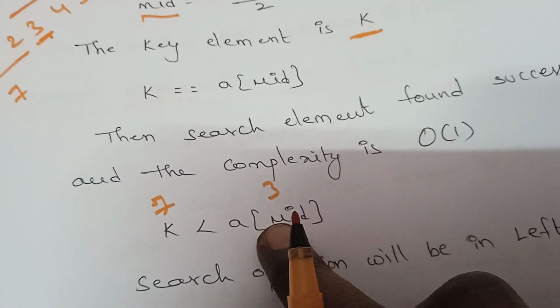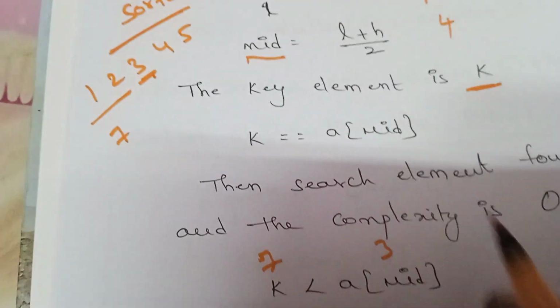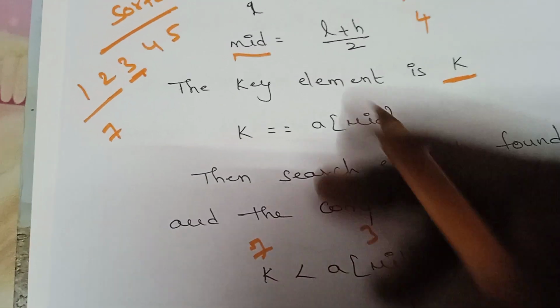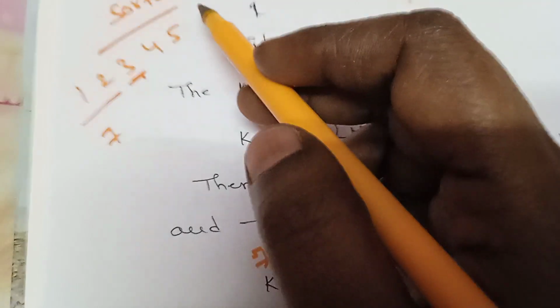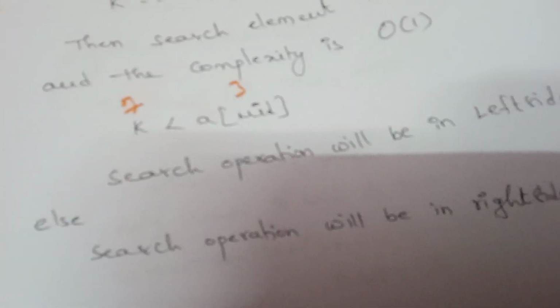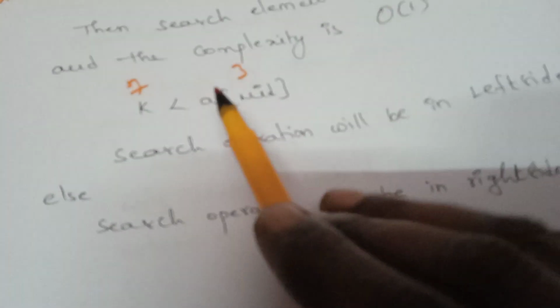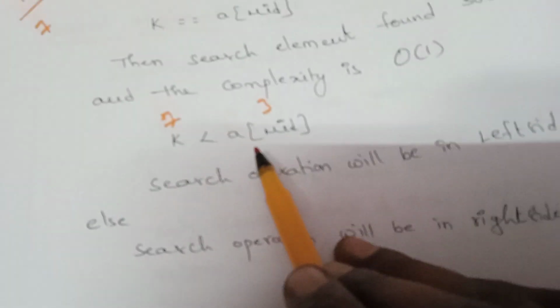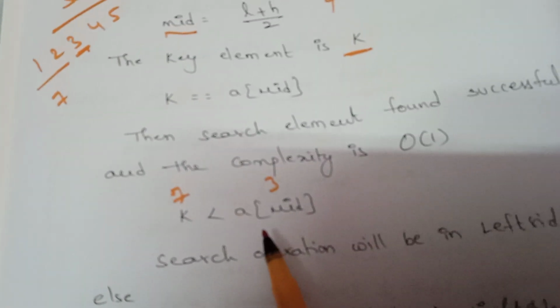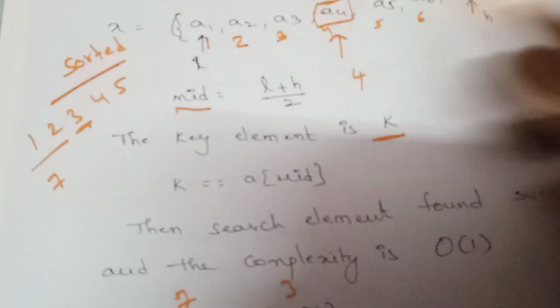When this condition is true, our element 7 would be on the left side. But this condition failed, so the element will probably be on the right side. Fine. That's what we wrote here: the search operation will be on the right side when this condition fails. Now we'll see the algorithm.